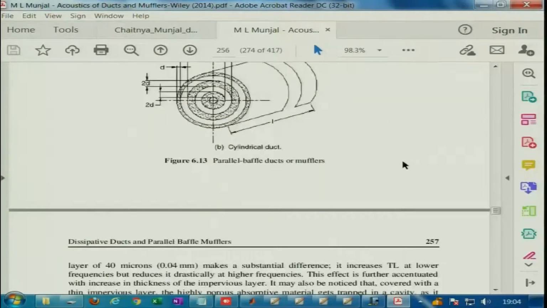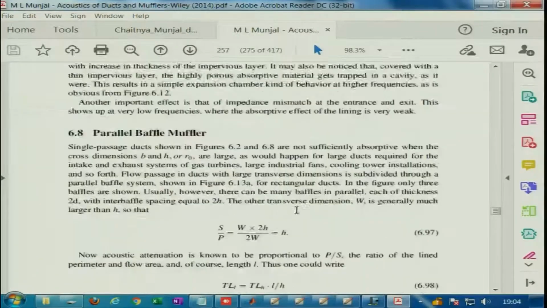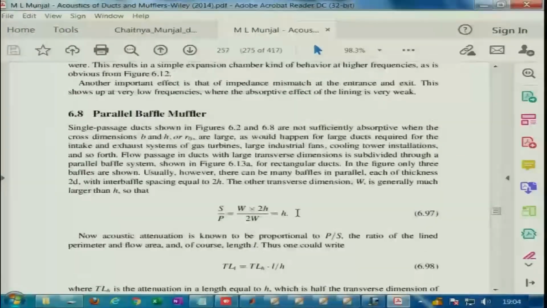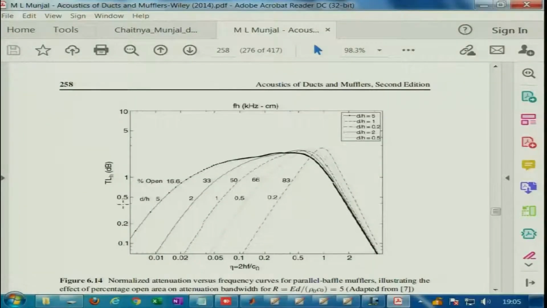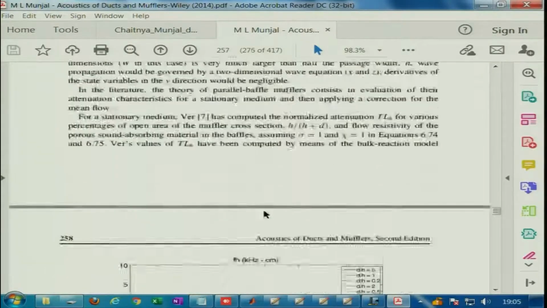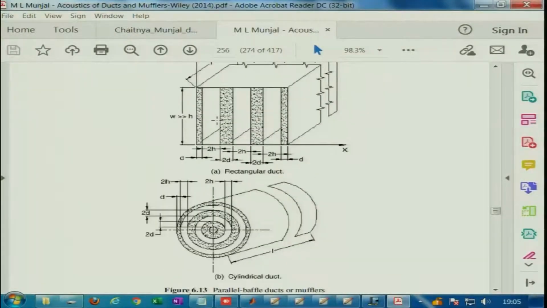And then I will quickly go to parallel baffle mufflers, where the flow passage is split into a number of segments depending upon the baffles, which are lined baffles, and as the waves go through these baffles, they are attenuated. And typically, purely from an engineering perspective, have a look at this graph. So, this is the graph where we can probably do some engineering based calculation. H is nothing but half the passage length, 2H is the passage length between two successive baffles.